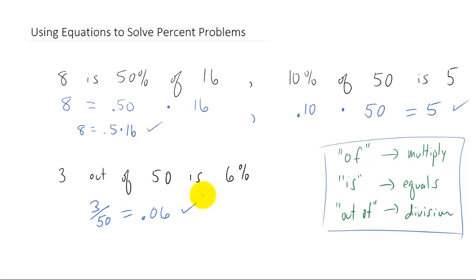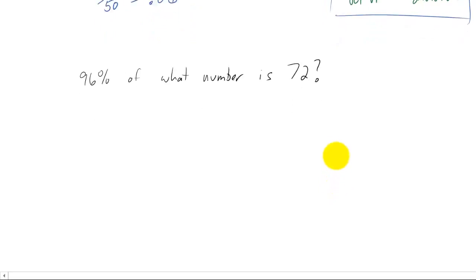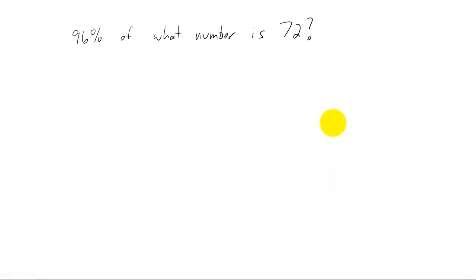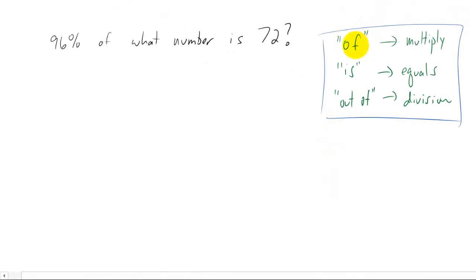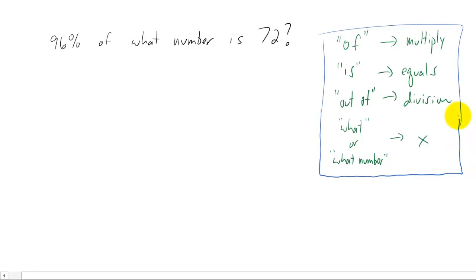Now what we're going to do is take a statement that has an unknown in it, write that statement as an equation, and then solve that equation for the unknown. Let me show you what I mean. Let's take a look at this statement. 96% of what number is 72. And I copied down the list of words that we can translate into math. We need to add to this list because we now have "what number" in this sentence. Now anytime we see "what" or "what number" or something like that in one of our statements about percentages, we're going to turn that into an unknown, which I typically like to just call x.